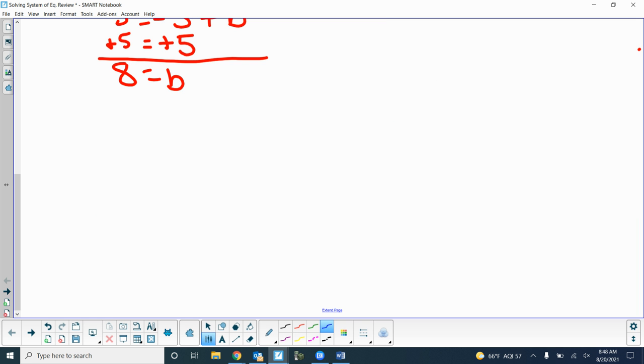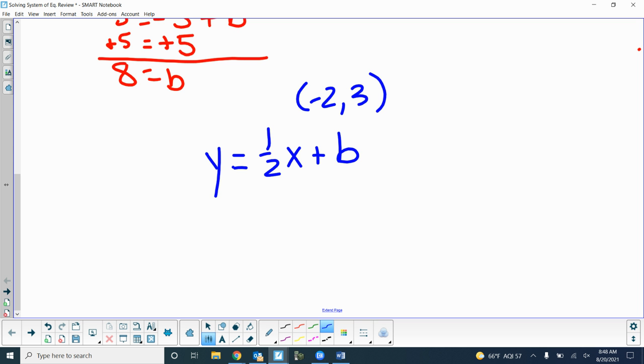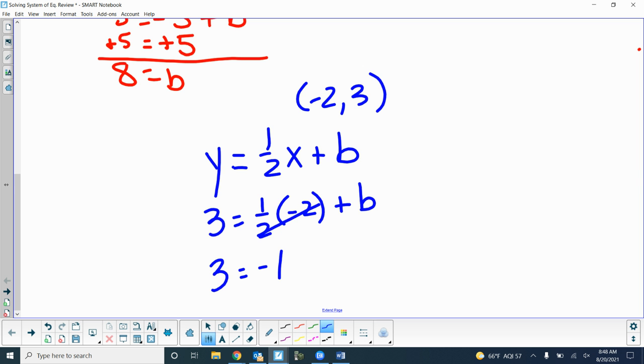All right, so I got y equals 1/2 x plus b, and the point's -2, 3, right? So 3 equals 1/2 times -2. What happens to the 2's? Cancel, right? That's an easy multiplication. So they cancel, that's a -1, right? So then I'm going to add the 1. So it should be plus, what's 3 plus 1? 4. So it should be y equals 1/2 x plus 4.